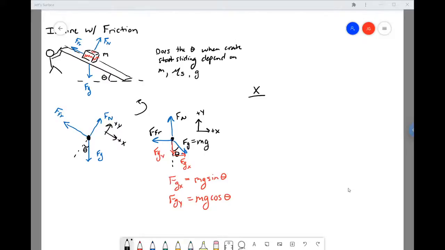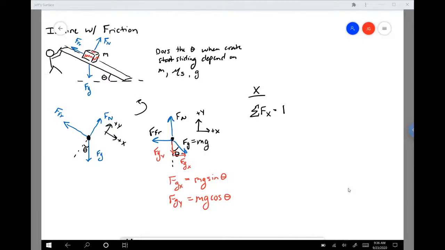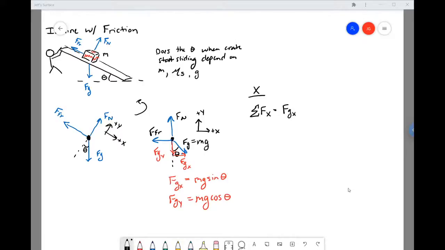So in the x direction, the net force is going to equal a positive force pointing in the positive x, which is the x component of gravity. And then there's a negative force pointing in the negative x direction, which is the frictional force. Newton's second law says that total force, one positive plus one negative, is equal to the mass of the crate times the acceleration in that dimension.